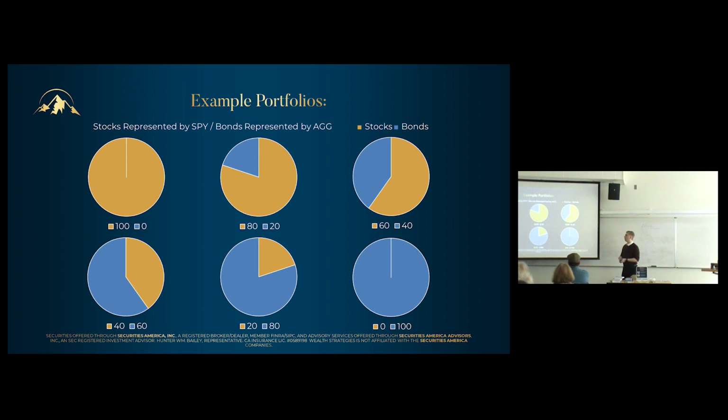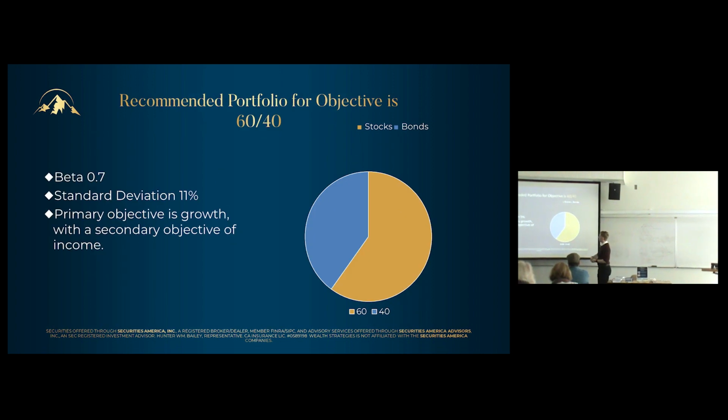So for the most part, if we're looking at our different example portfolios, is there something that seems like it would be more reasonable? You mentioned something between a 60-40 and a 40-60. Do you think we would generally agree on that? That seems like the right place to be? Yeah, I see some nods. So yeah, we might pick something like a 60-40.